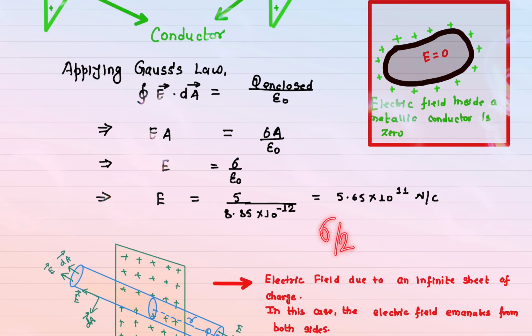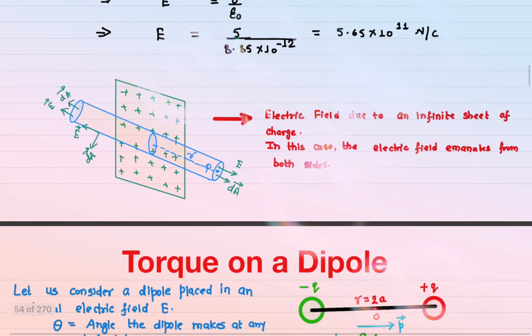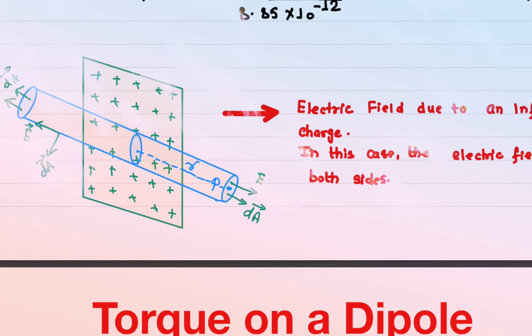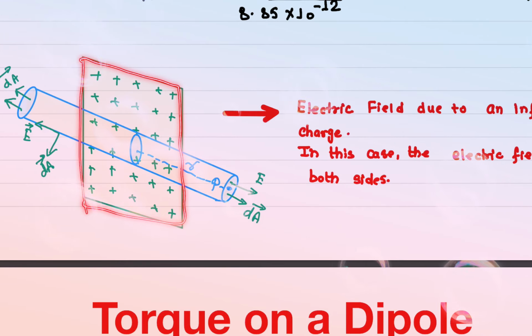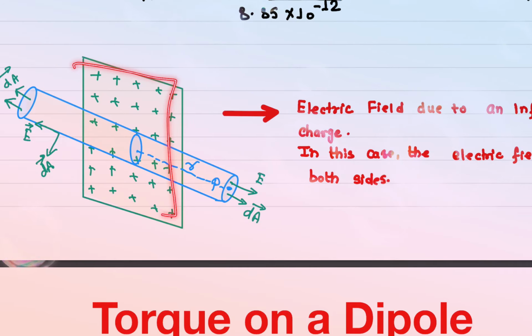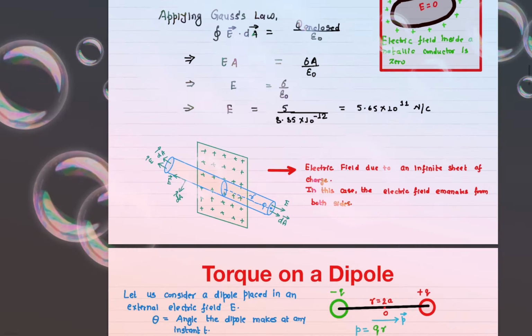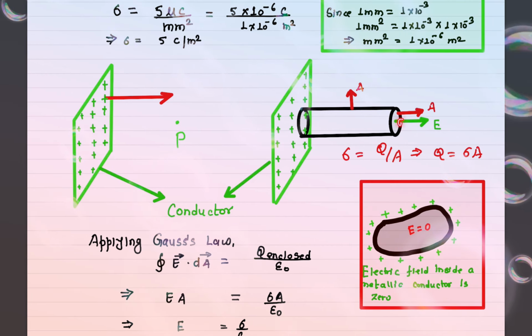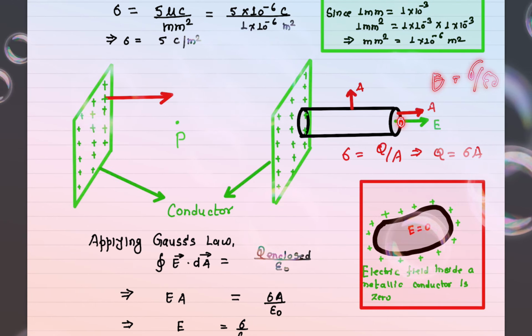Now let's talk about when we get sigma over 2 epsilon naught. If you had just a sheet of charge, or a charge on an insulating material that is uniformly charged, then the electric field due to this charge will be on both sides. As it looks, the electric field is emanating on both sides here. In this case, the electric field value you will get is sigma over 2 epsilon naught. But if you have a metal conductor, then the electric field is always sigma over epsilon naught.